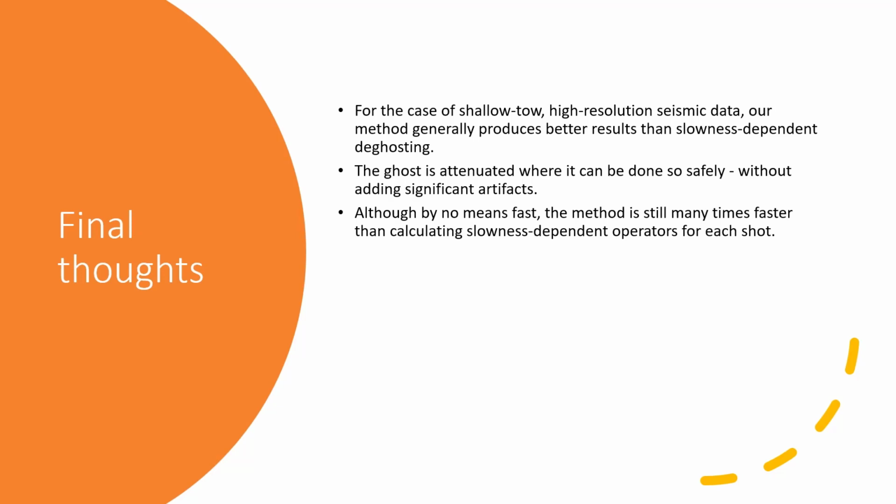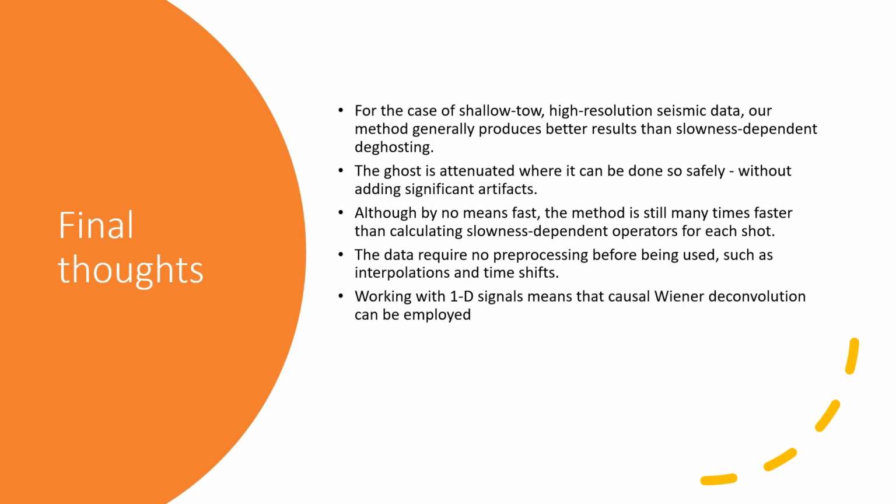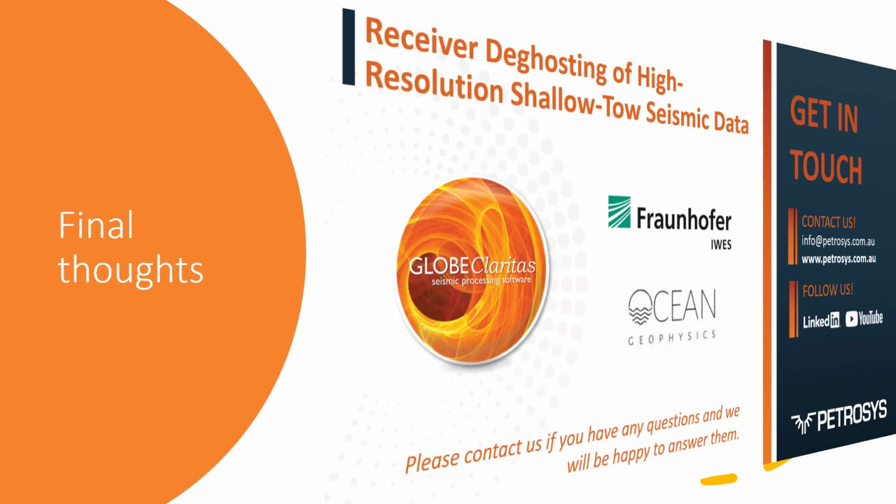And although by no means fast, this method is still many times faster than all the numerical integrations you have to go through to estimate your slowness dependent operators for each shot. And as I said, the data require no pre-processing before being used, such as interpolations and time shifts. And also the fact that working with 1D signals means that we can do a much better job on our deconvolutions. So we can use causal Wiener deconvolutions with the signal spectra. And so that results in cleaner deconvolutions. So overall, faster and better.